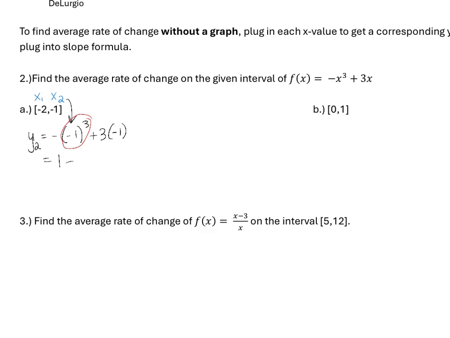So then we get 1 minus 3, which is negative 2. So y2 is negative 2, and now let me do it the right way and plug in for y1. So I'll plug in negative 2, negative 2 to the third, plus 3 times negative 2. So then negative 2 cubed is negative 8, plus the other negative sign gives us positive 8 minus 6, which is 2. So y1 is 2. Now that we have all of our values, we just plug in to find that average rate of change.